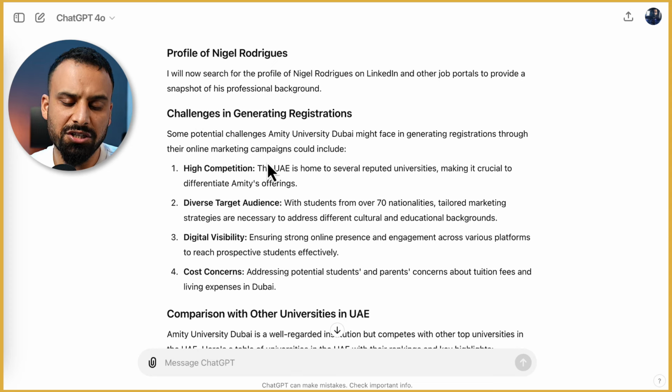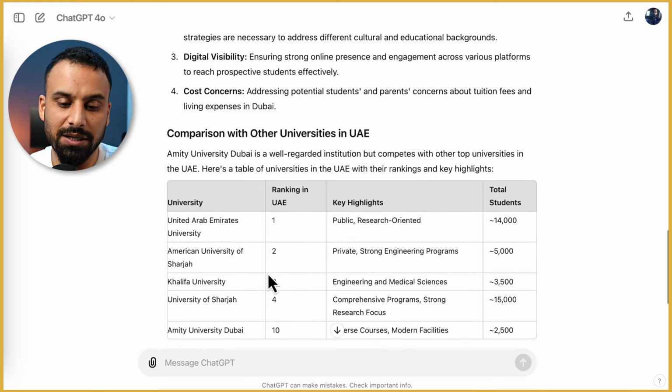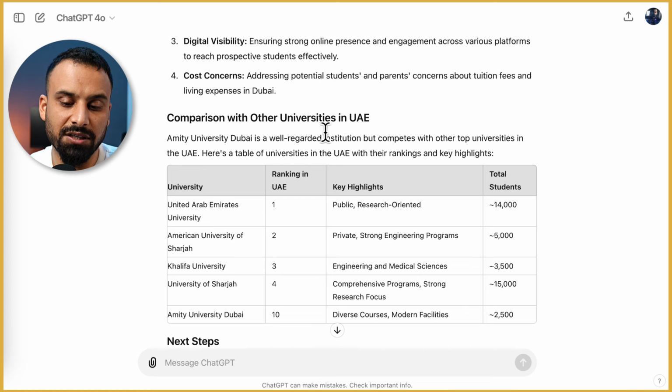Challenges in generating registrations. Some of the problems they might have: high competition, as the UAE is home to reputed universities, so it's crucial to differentiate MET's offerings; a diverse target audience; digital visibility, ensuring online presence and engagement on various platforms to reach prospective students effectively; and cost concerns, addressing potential candidates' and parents' concerns about tuition fees and living expenses in Dubai. So now I have an idea of what the problems for the students would be. Then it's giving me a comparison with other universities in the UAE.